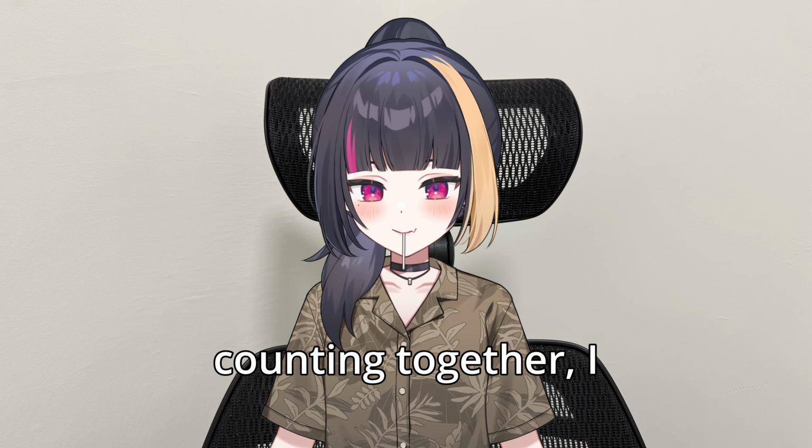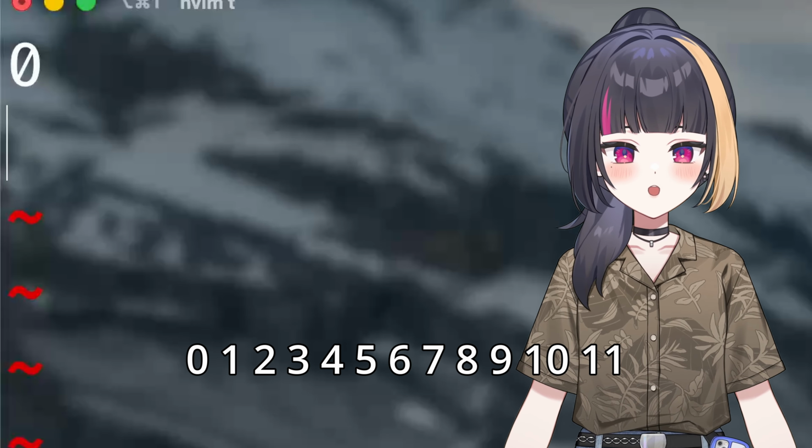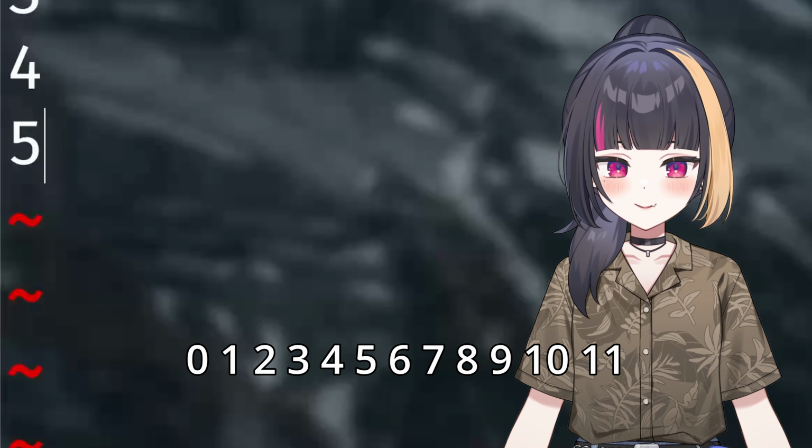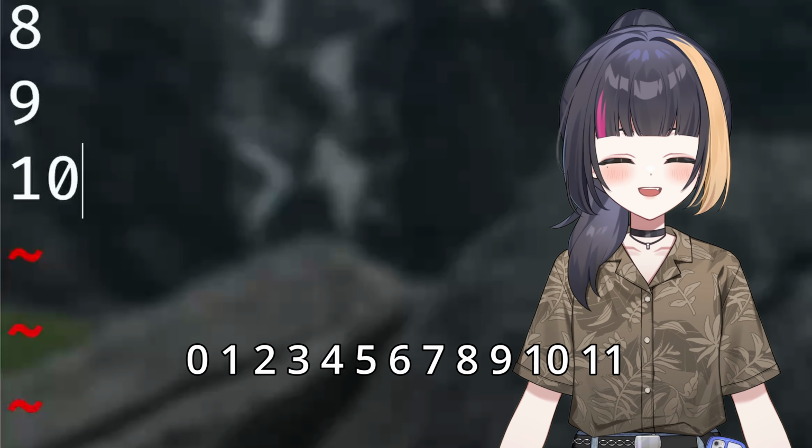Alright, let's practice counting together. I recommend saying it out loud. It really helps with learning. Ready? 0, 1, 2, 3, 4, 5, 6, 7, 8, 9, 10, 11.